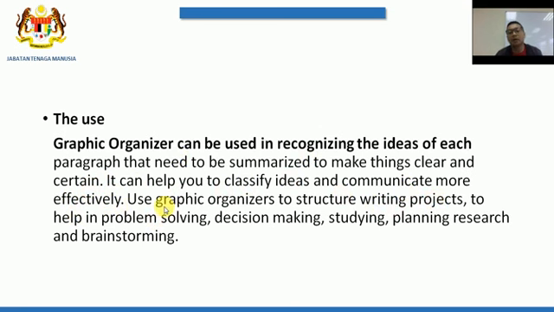Yes, use graphic organizers to structure writing projects to help in problem solving, decision making, studying, planning research, and brainstorming. If you use a mind map, at the center of the mind map you will put your main idea, and then you branch out whatever supporting ideas from that particular main idea to help you to organize your ideas more effectively. Understand? Okay, this is an example of a mind map.